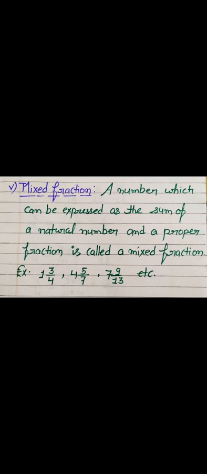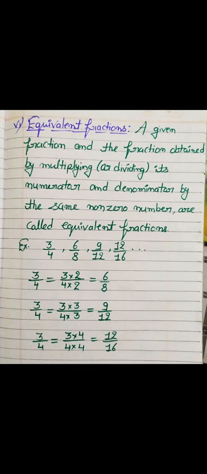Now, next is equivalent fraction. What are equivalent fractions? A given fraction and the fractions obtained by multiplying or dividing its numerator and denominator by the same non-zero number are called equivalent fractions, like 3 upon 4, 6 upon 8, 9 upon 12, and 12 upon 16, and so on.